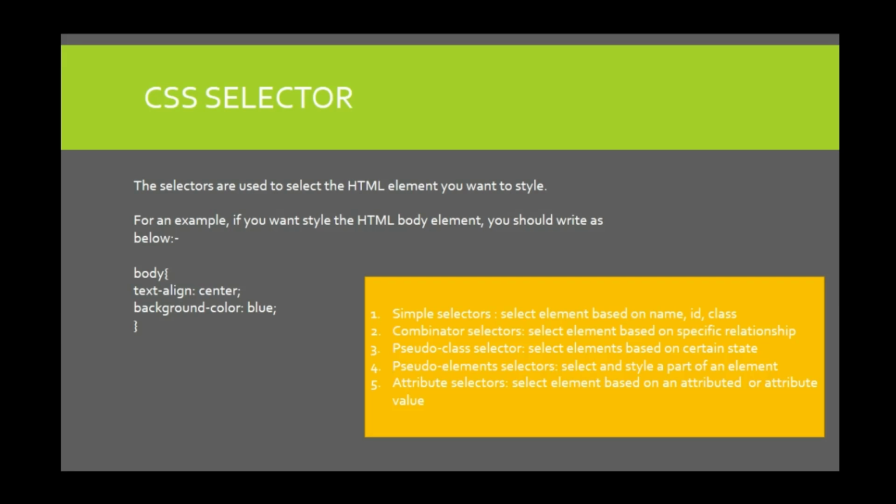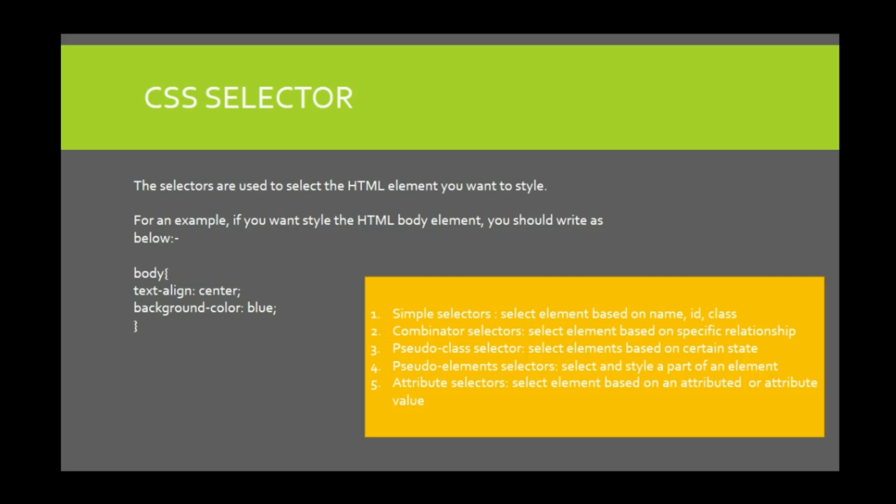CSS has several types of selector. These selectors are used to select the HTML element you want to style or format. What kind of element? Before this, we already learned the elements inside the HTML file, like the body of the HTML document, the header, the paragraph. Those are the elements of the HTML document. We call it the selector.